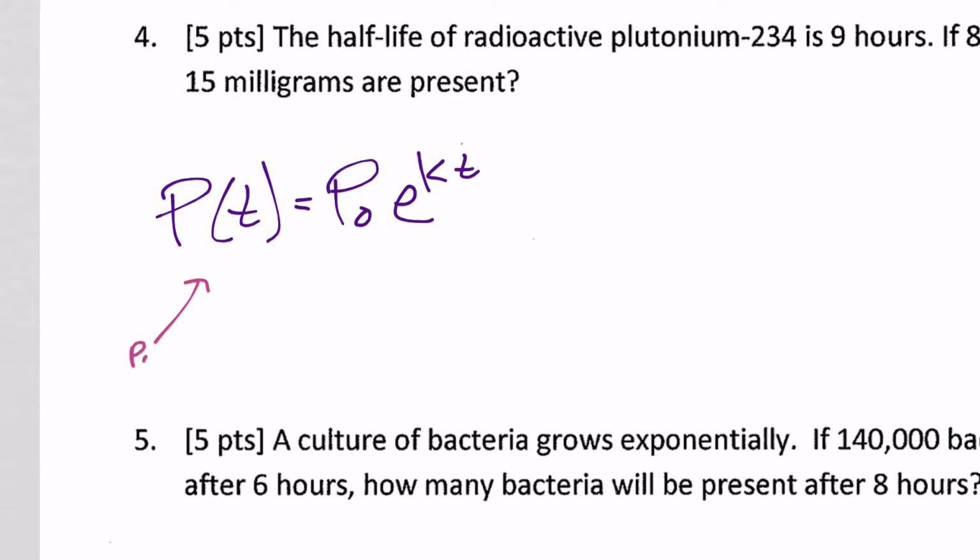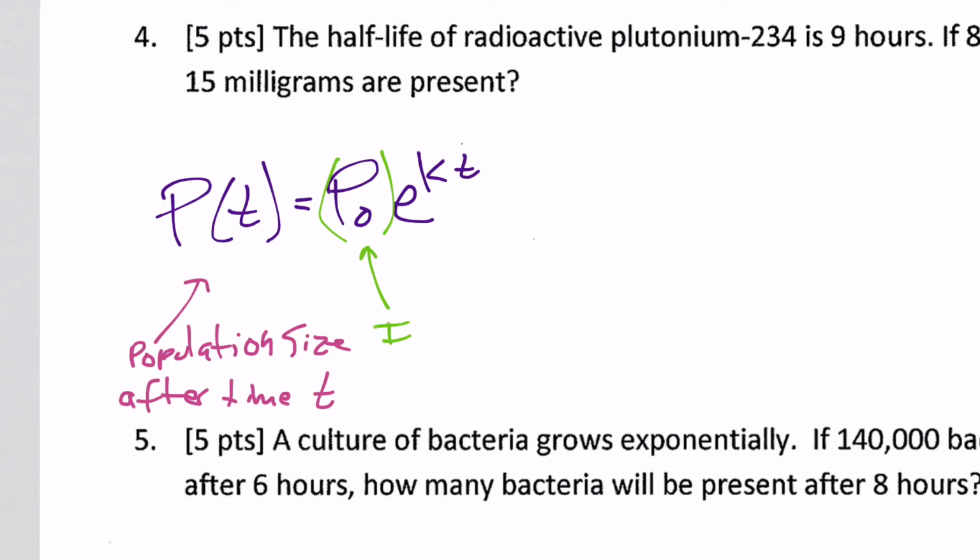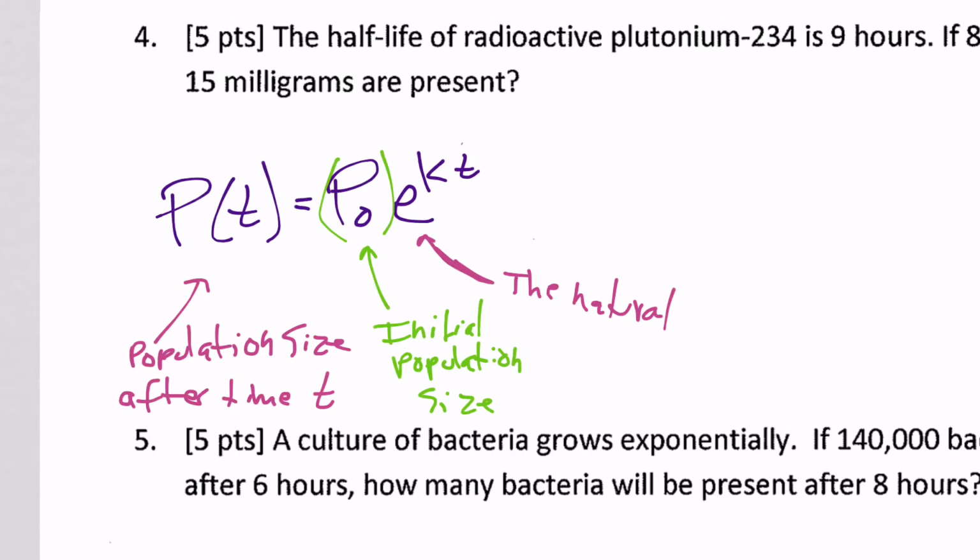P of t is saying the population size after time t. P naught, that little P naught right there, is the initial population size, so the population at time 0. E is the natural number. It is a number like pi, the natural number e. So that is a constant. It's a button on your calculator, just like pi is a button on your calculator.